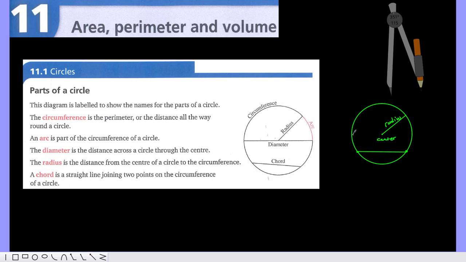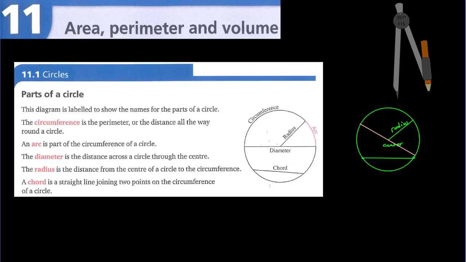If the chord is passing through the center of the circle, like this one I'm going to draw now, it is called the diameter. And the diameter, at the same time, is equal to 2 times the radius.